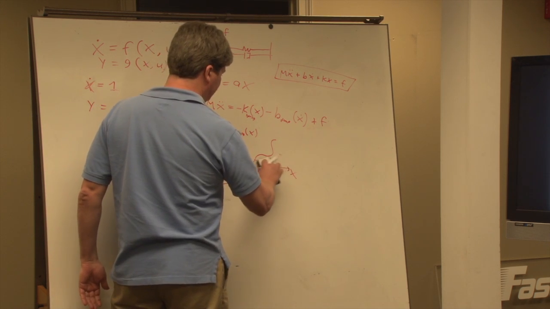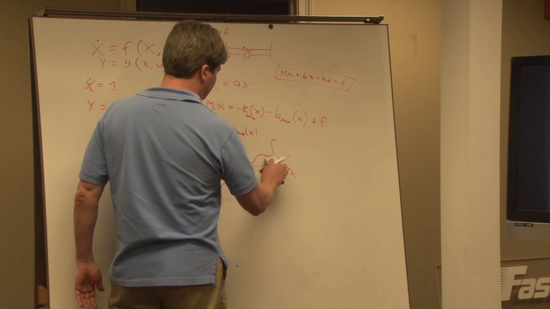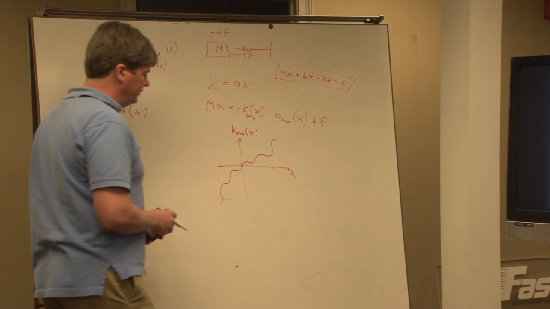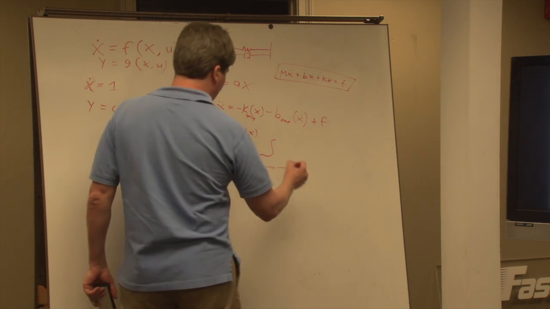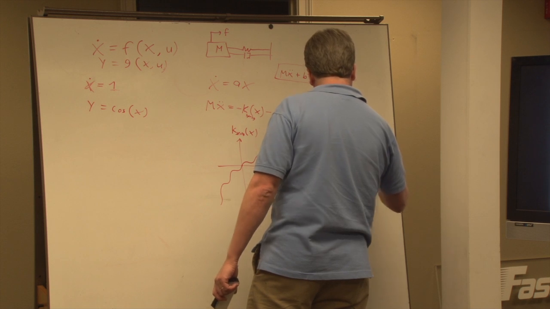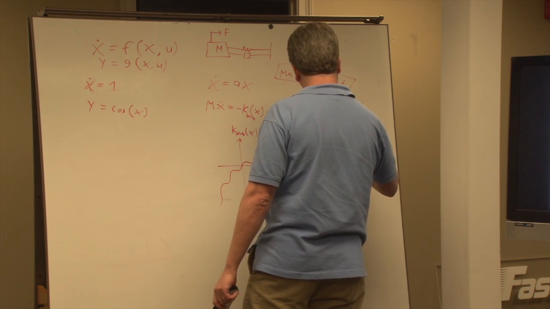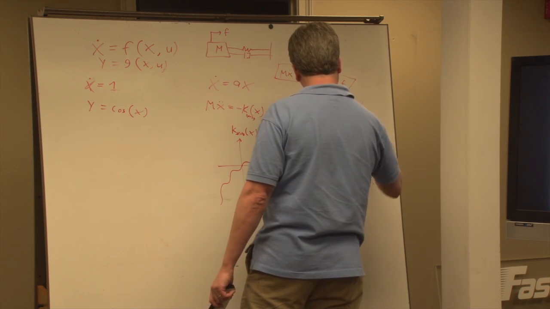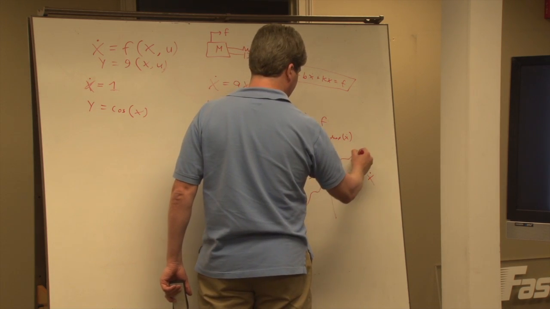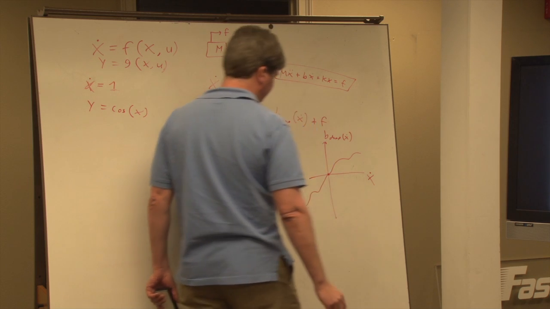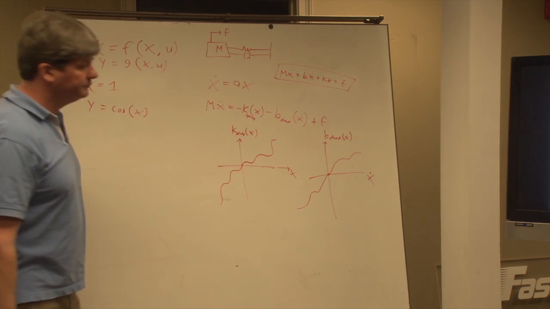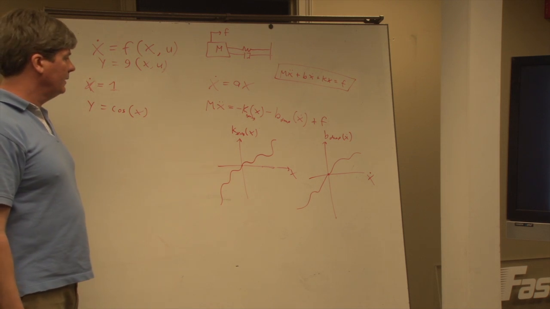So let's assume for the time being that your spring is only restoring. It's conservative. It's never adding energy. And let's assume that your damper, force as a function of x dot, is only dissipative, only takes energy out of the system. And then a linear one is just where these are lines.